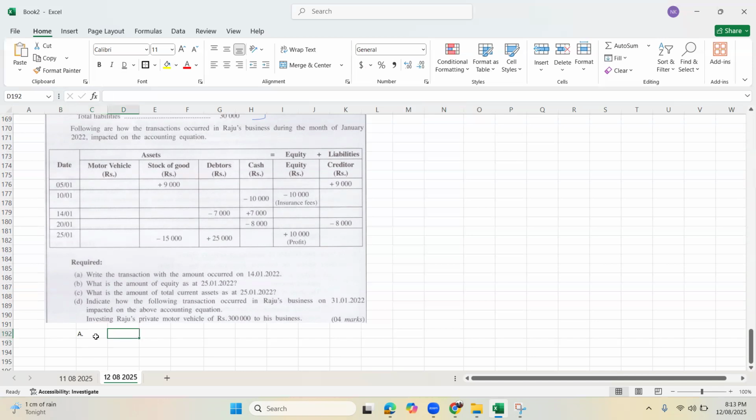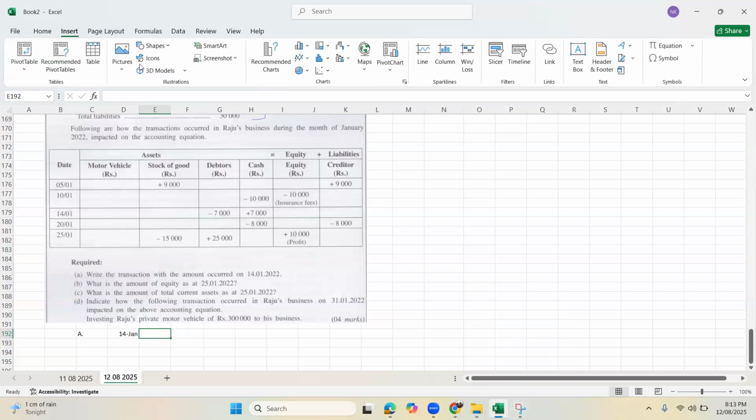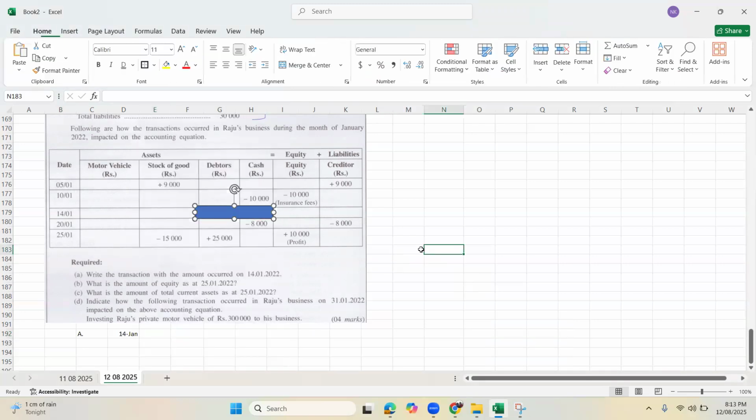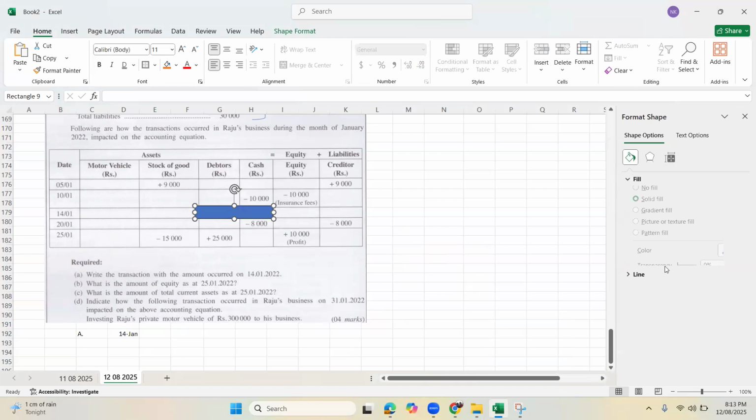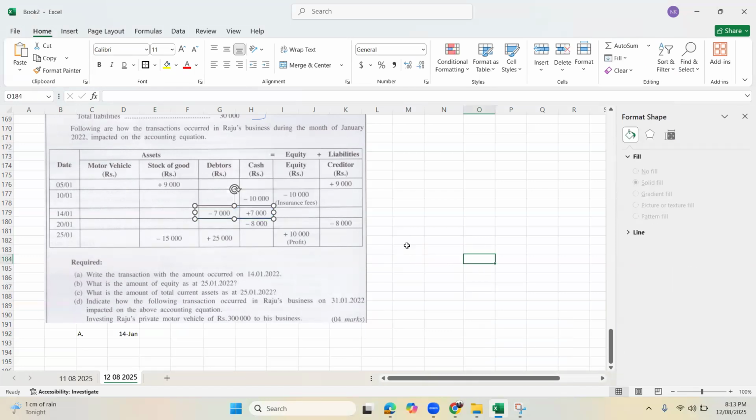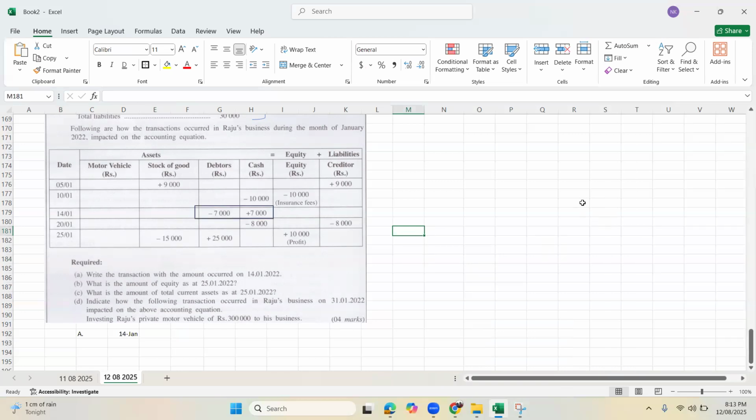Write the transaction with the amount that occurred on 14 Jan. What is the 14 Jan transaction? Just think, what is it? Debtor comes down, cash increases. Received 7,000 from debtors. That is this one. Apsara, think. What is it? Received 7,000 from debtors. Perfectly correct. Naveen, you are perfectly correct. Apsara, understood it? Yes, sir.